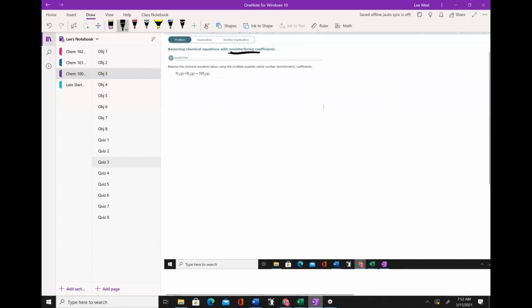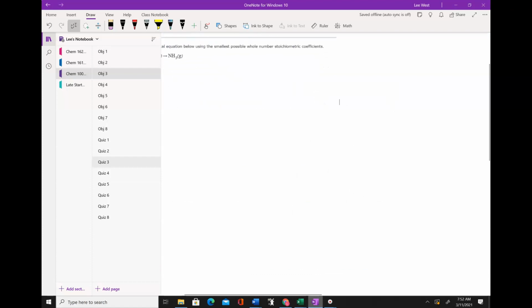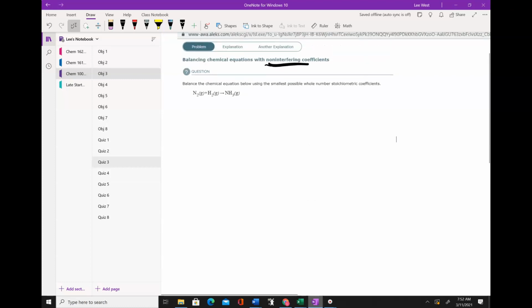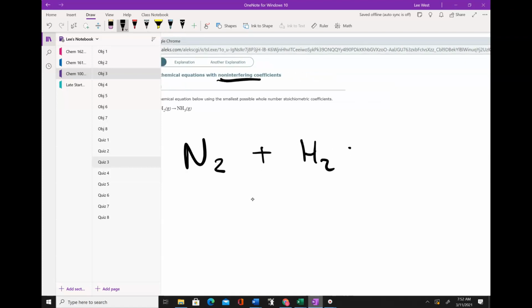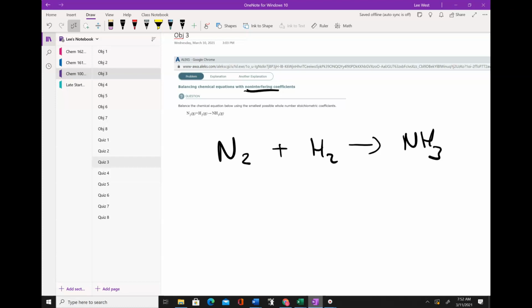Alright, we need to zoom in a little here. So this is balancing using non-interfering coefficients. What this really means is that it's going to be nice and easy. So if you did the extra credit assignment this week, you would have noticed that there was level 1, level 2, level 3 in that little game. And level 1 and level 2, you're dealing with non-interfering coefficients. And then level 3, you're dealing with interfering coefficients, and it gets a little bit more difficult.